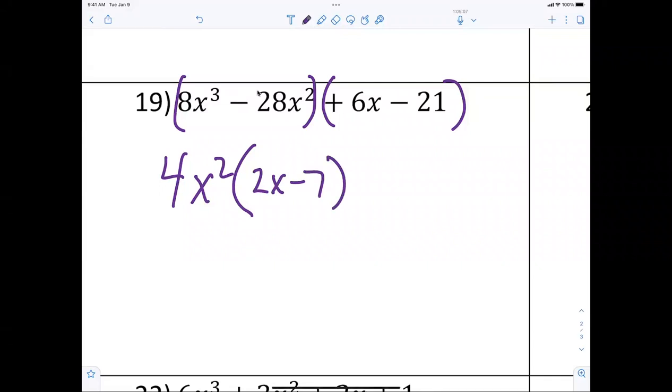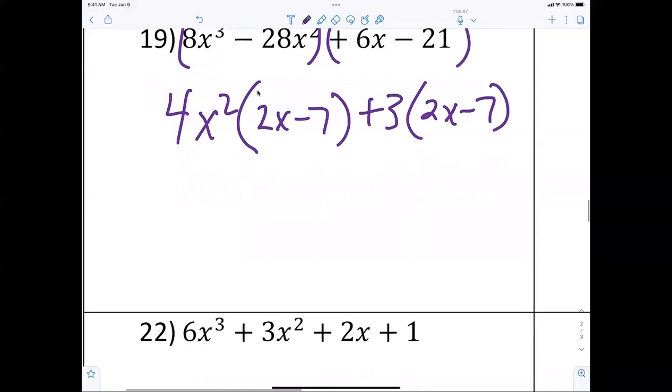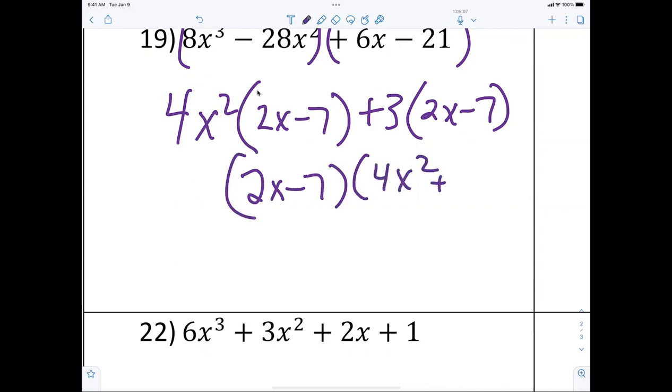Now I can factor out a what? 3. Positive 3. 6 goes into 21. 7 is 3. And so now we're left with what? 2x minus 7. We got to slow down and get it right, guys. All right, my answer is what now? 2x minus 7, 4x squared plus 3.